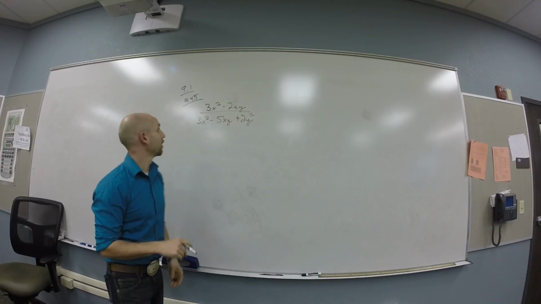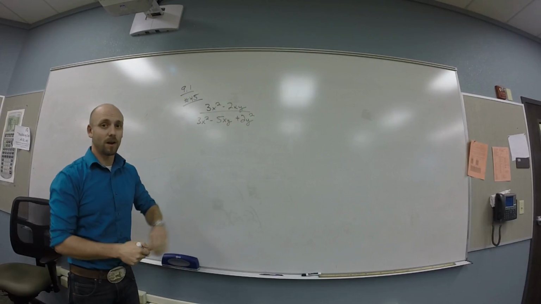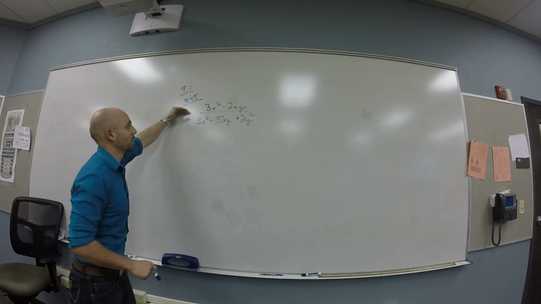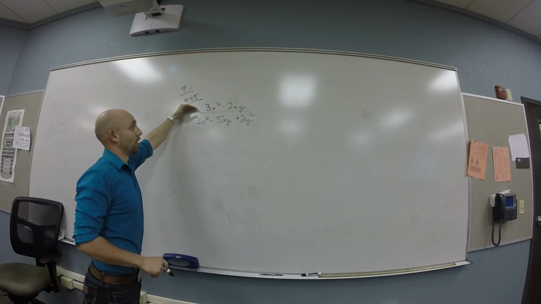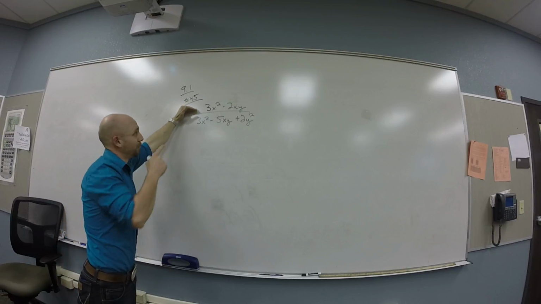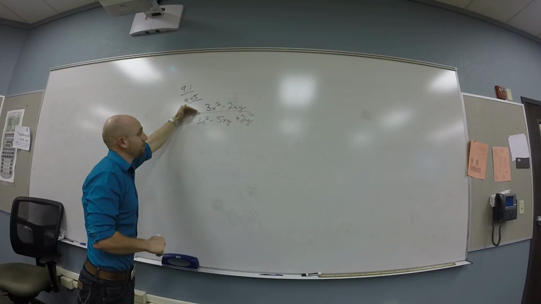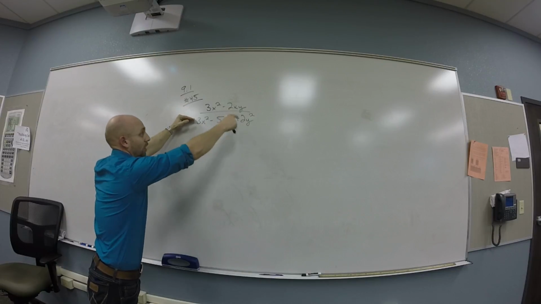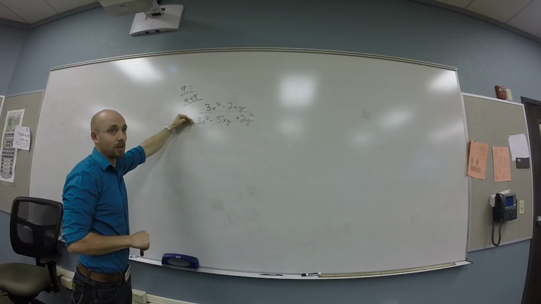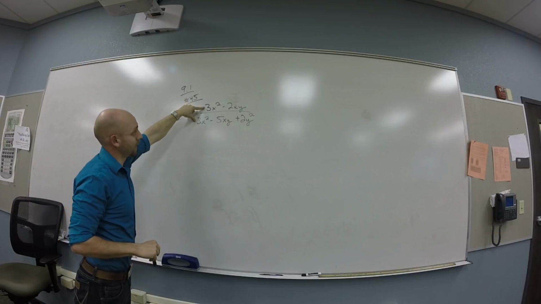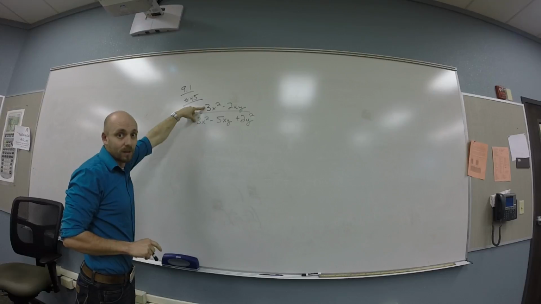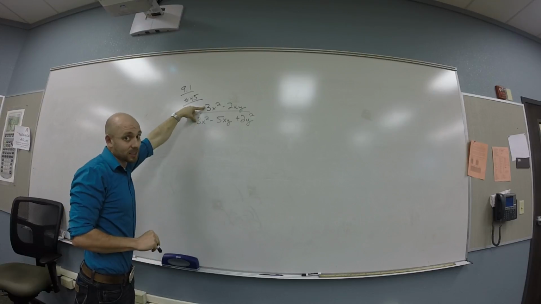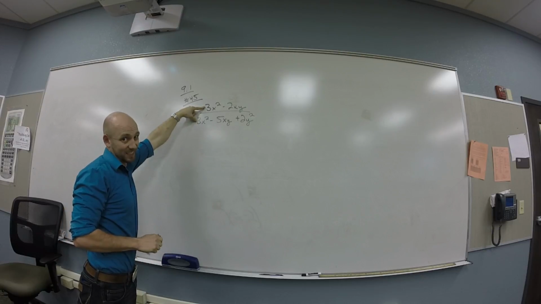Okay, so we want to do number 45 out of 9.1 by email request from Kimberly. On the top, I have 3x squared minus 2xy. On the bottom, I have 3x squared minus 5xy plus 2y squared. You might notice that there's a 3x squared both top and bottom. If you're thinking about canceling that, you need to not.